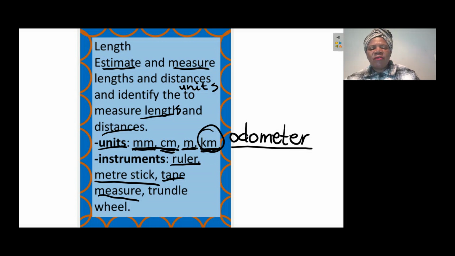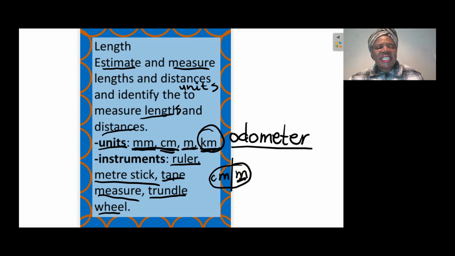Then we have got the trundle wheel. The trundle wheel, in your books it is there for those who have not been privileged to see it physically. So it can also measure. Some have got measurements in centimeters and meters, but some have got meters only. They measure in meters only. So every time it goes around it clicks 1 meter. When it is 1 meter, it gives a clicking sound.